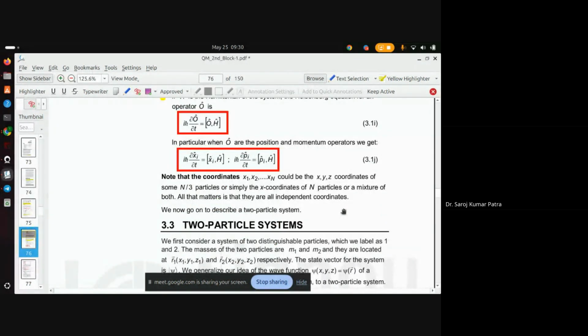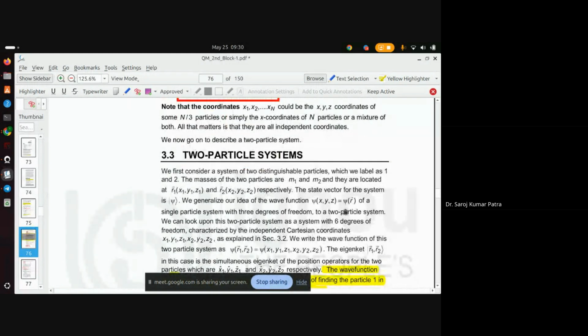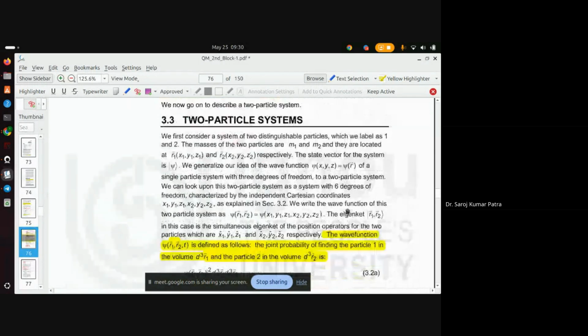So next we come to a two particle system. Let me read out a couple of sentences, then we try to understand. We first consider a system of two distinguishable particles. This is important. First, two distinguishable particles, which we label as 1 and 2. So that means the particles can be distinguished. The masses of the two particles are M1 and M2, and they are located at R1 and R2. So these are two particles having two different masses at two different positions. So we can clearly distinguish them.